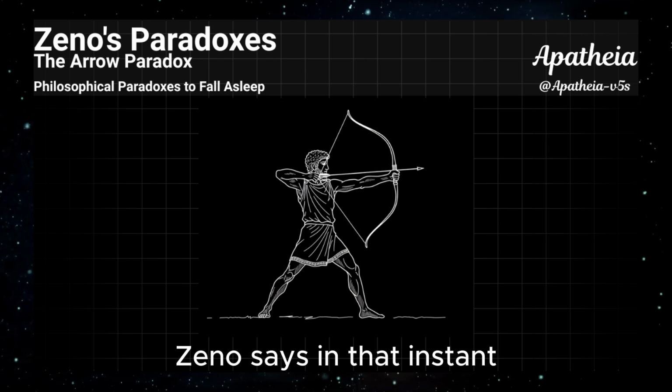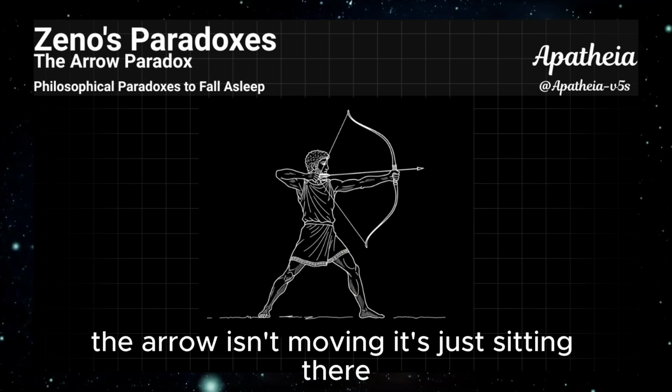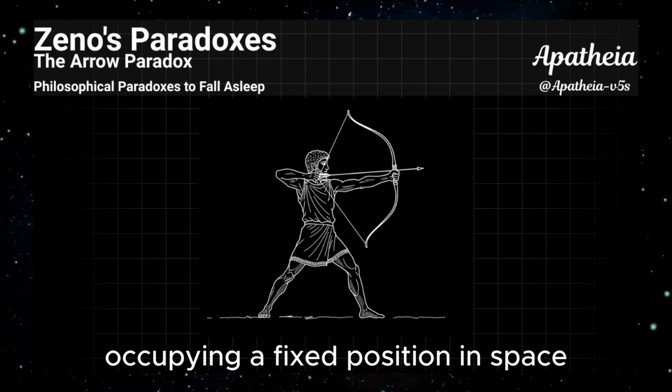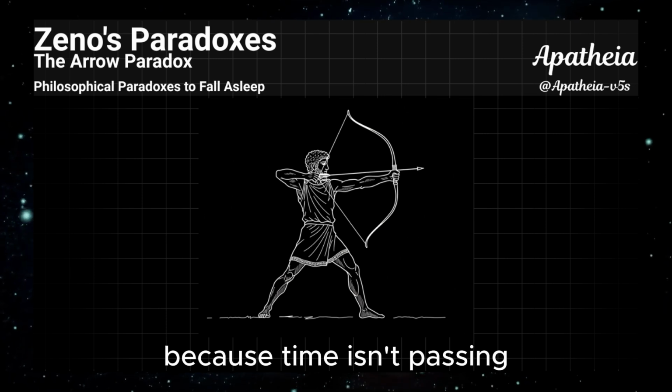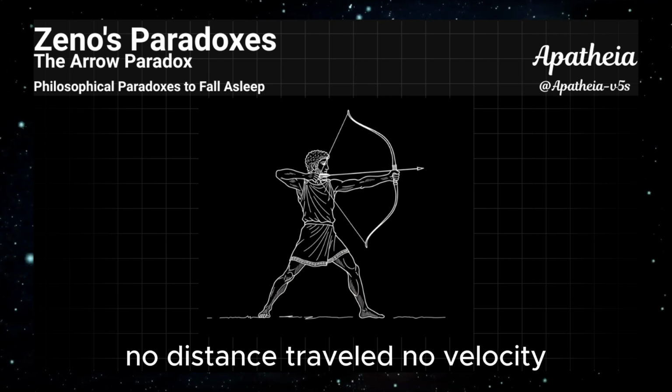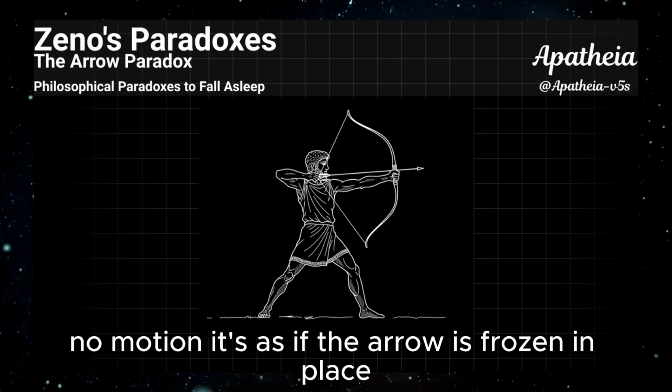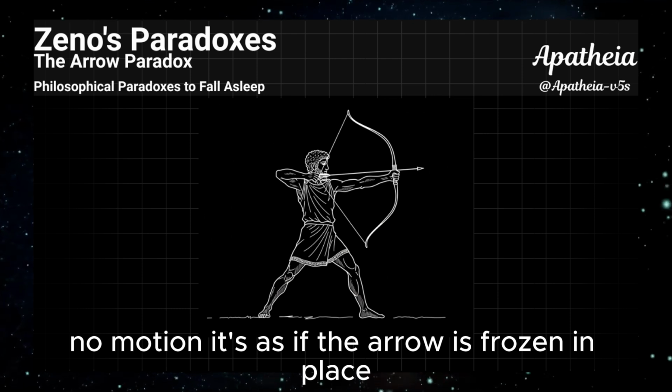Zeno says, in that instant the arrow isn't moving. It's just sitting there, occupying a fixed position in space. Because time isn't passing, there's no change in its position, no distance traveled, no velocity, no motion. It's as if the arrow is frozen in place.